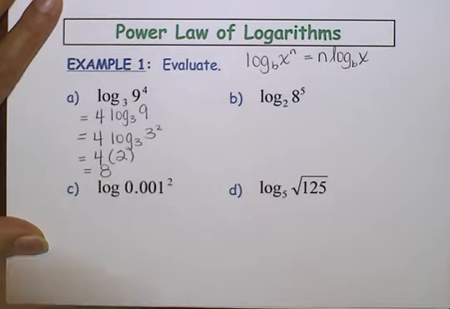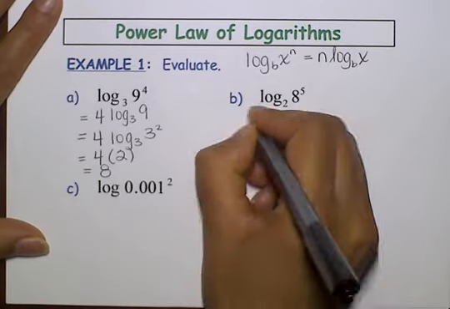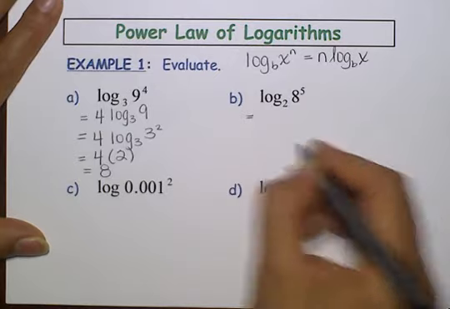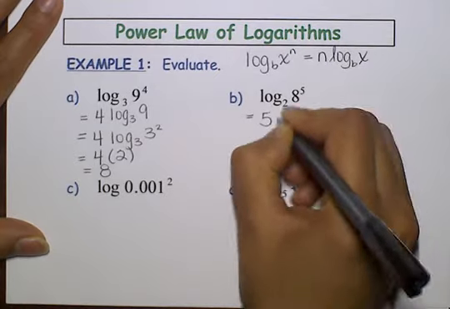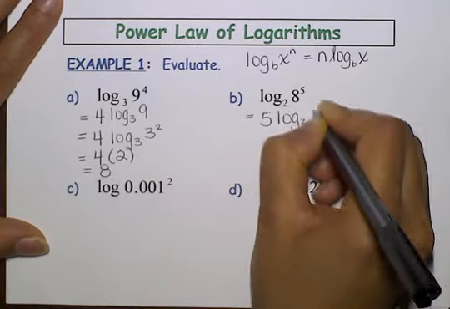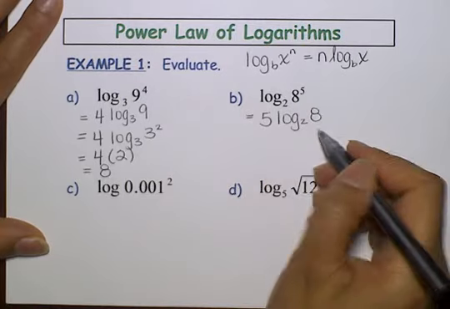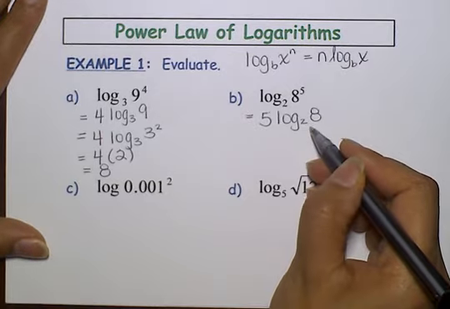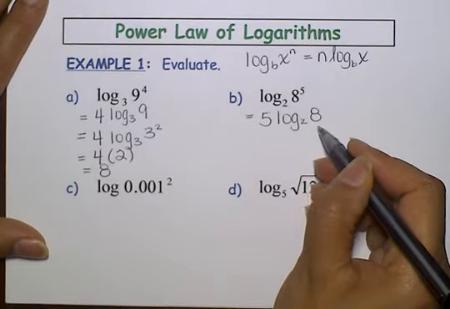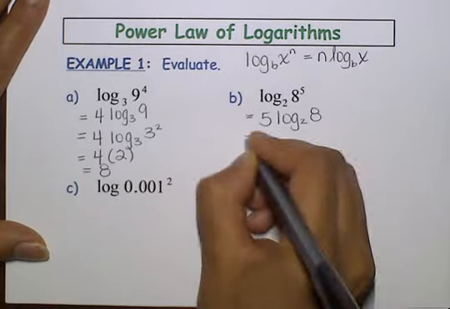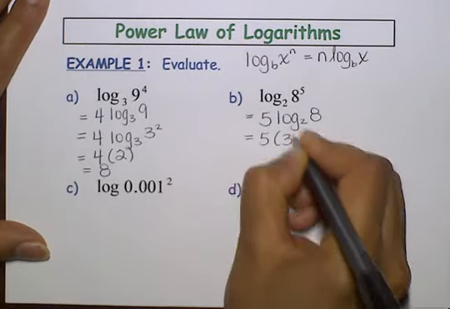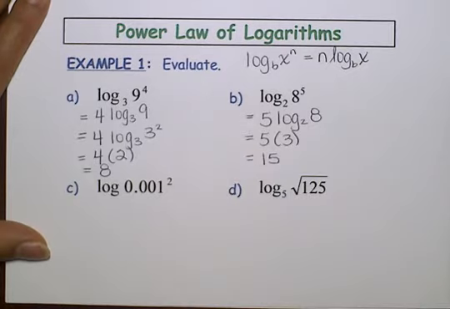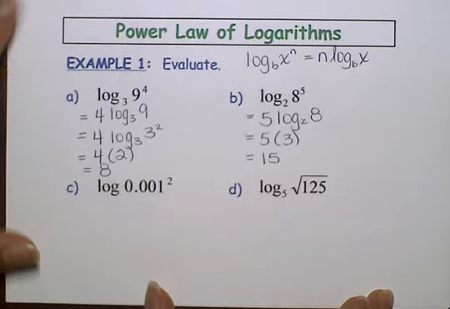Okay. Taking a look at the next one, again, I have an exponent on the 8. I'm going to use that as the coefficient of the logarithm. And I get 5 times the log base 2 of 8. At this point, you should be able to recognize what exponent you need to apply to a base of 2 to get an answer of 8. I know that that exponent would be an exponent of 3. And so I get a result of 15. Let's take a look at the next one.